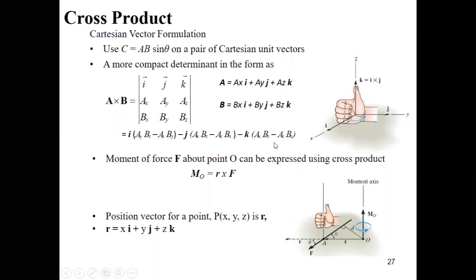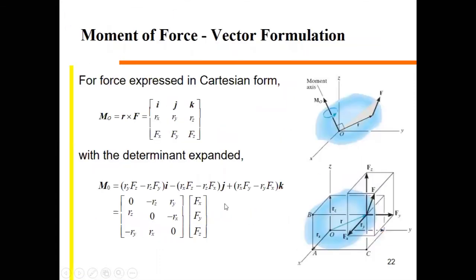So this is how we can calculate. The moment of the force, usually in vector notation, is R multiplied by F. What is R? R is the position vector, and F is the force. Position vector means for the point P (X, Y, Z), R is Xi + Yj + Zk. This we have seen before. If we do the cross product, we can find the moment.